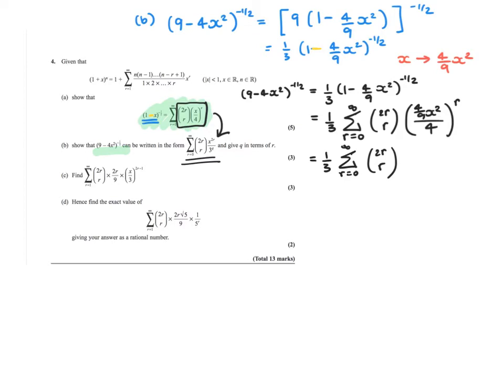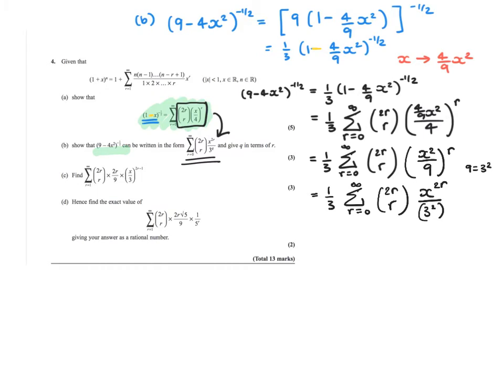Now, over here, this becomes x squared over 9 to the power of r. The answer has 3's in it rather than 9's, so we're going to rewrite this. So the numerator of this can become x to the power of 2r. Now the denominator, of course, 9 is equal to 3 squared, so we've got 3 squared to the power of r, or 3 to the power of 2r.